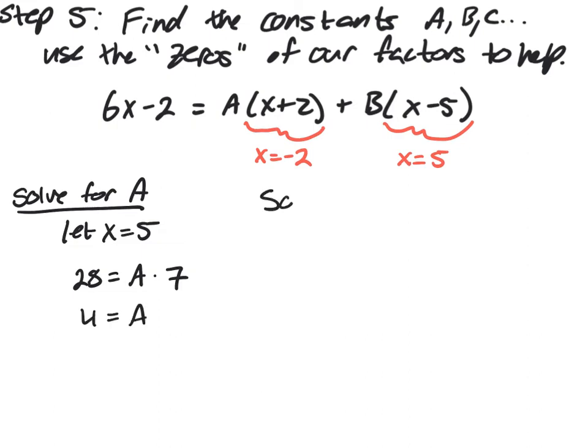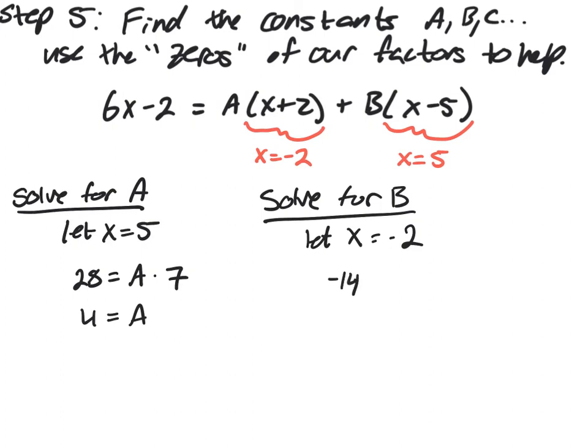Let's do very similar, solve for b. So this time I want to find b, so this time I want the other guy to be 0. So let's let x equal -2. So this time everywhere I see an x, we're going to substitute in a -2. So we'll get -14 equals b times -7. Finish solving, and we'll get 2 equals b.